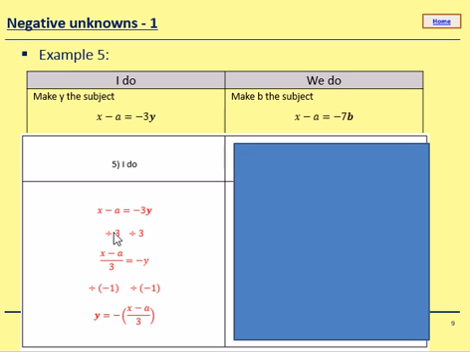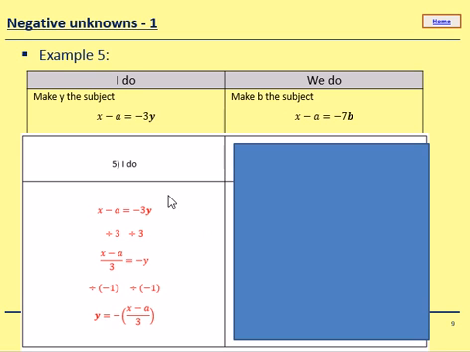First off, I'm going to divide by 3. So that's going to give me x take away a divided by 3. And that equals negative y. Then once again, we're going to divide by negative 1. Divide both sides by negative 1. So this flips every negative sign to a positive and every positive sign to a negative. So we're left with y equals negative brackets x take away a over 3.